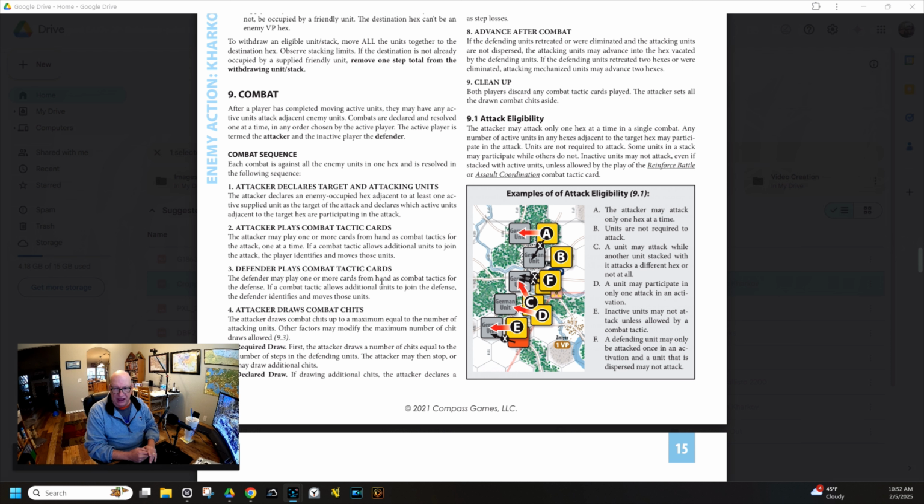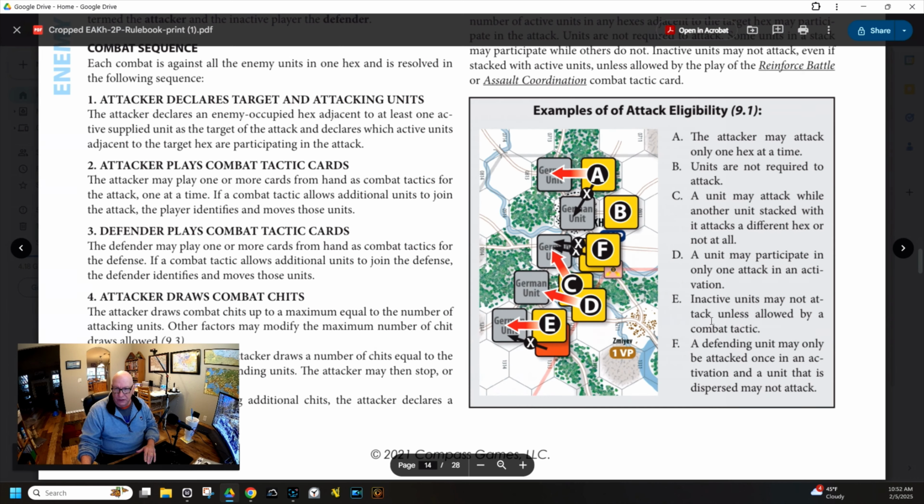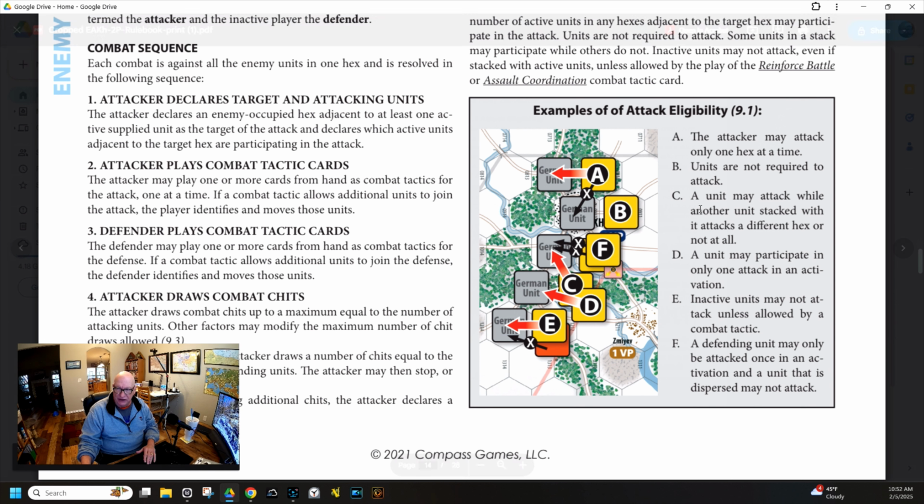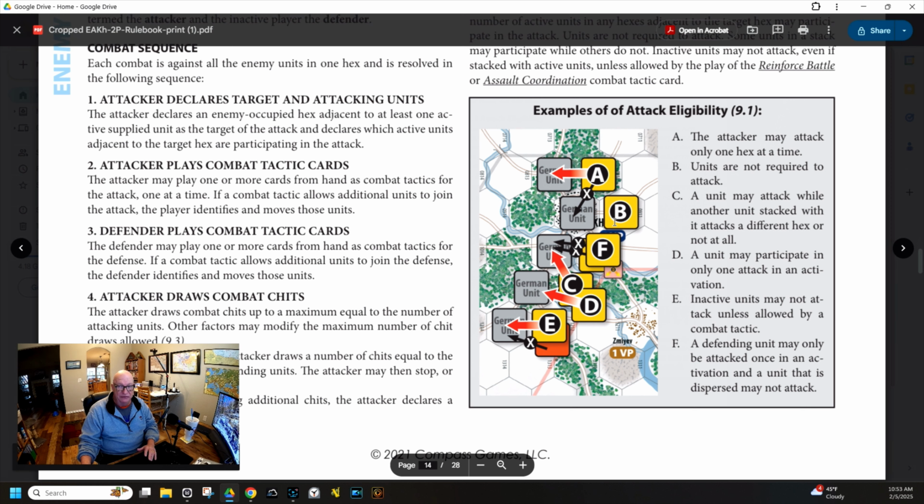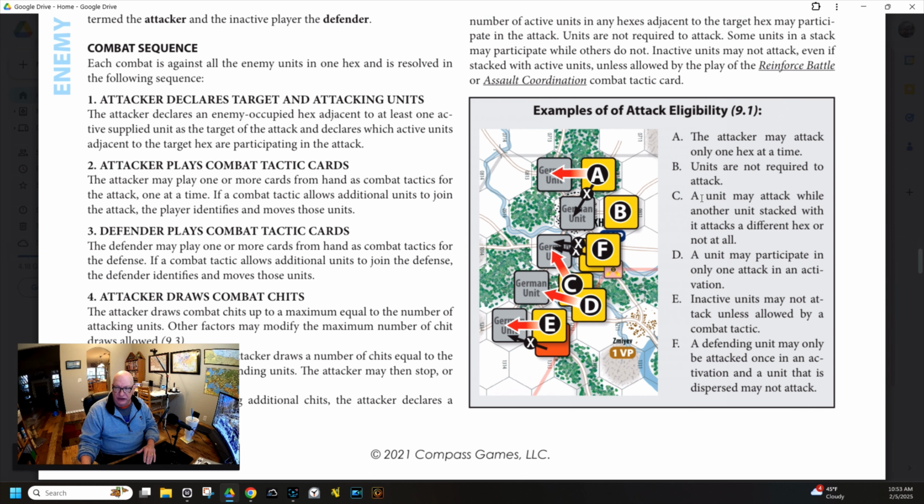So, examples of attack eligibility. A says the attacker may attack only 1 hex at a time. As you can see, he can attack 1 hex, but he can't attack the 2 hexes. B, units are not required to attack, so they don't have to attack if they don't want to. C, a unit may attack while another unit stacked with it attacks a different hex or not at all. Does that make sense? If I'm attacking the hex, if I got 2 units in there, one can attack the forward hex and one can attack another hex.